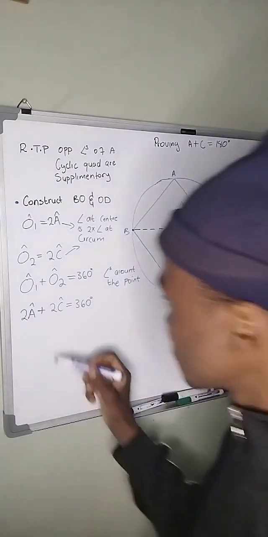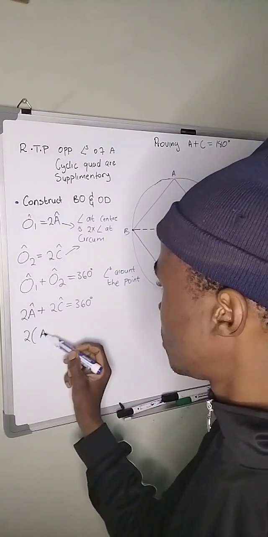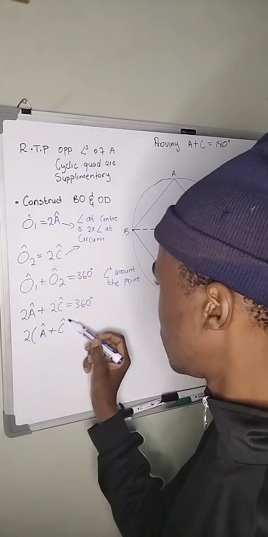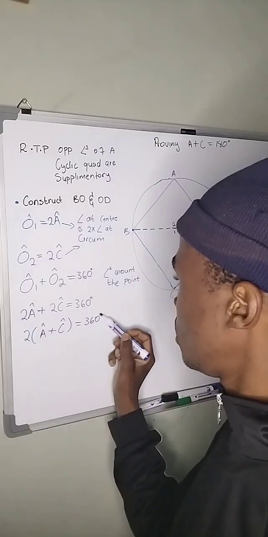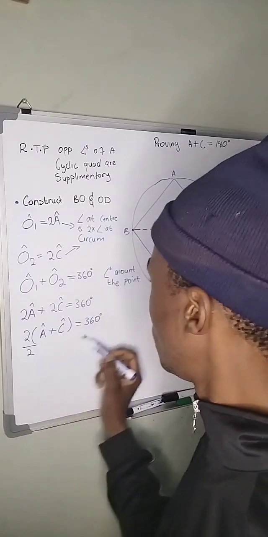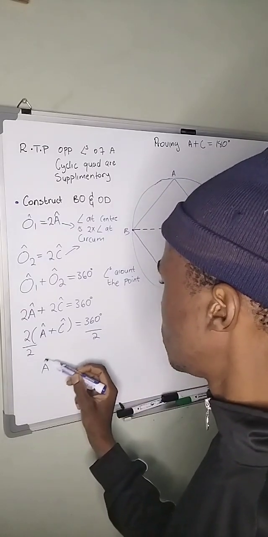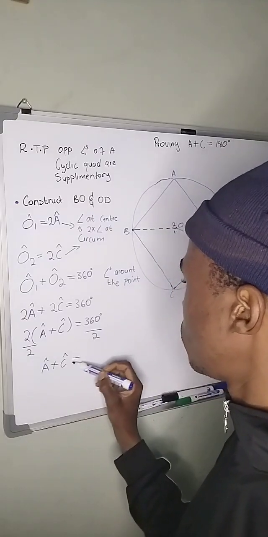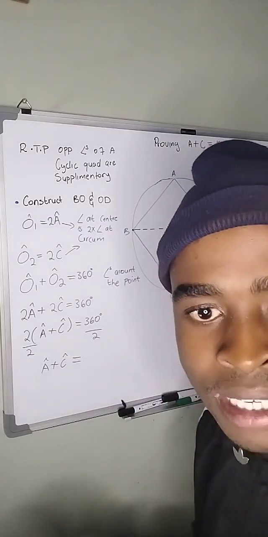And I'm going to take this 2 outside. A plus C, because at the end of the day, this one is going to be 360 degrees. And I'm going to divide this by 2 and divide that by 2. So what is A plus C? It's going to be equal to 180. What is A plus C?